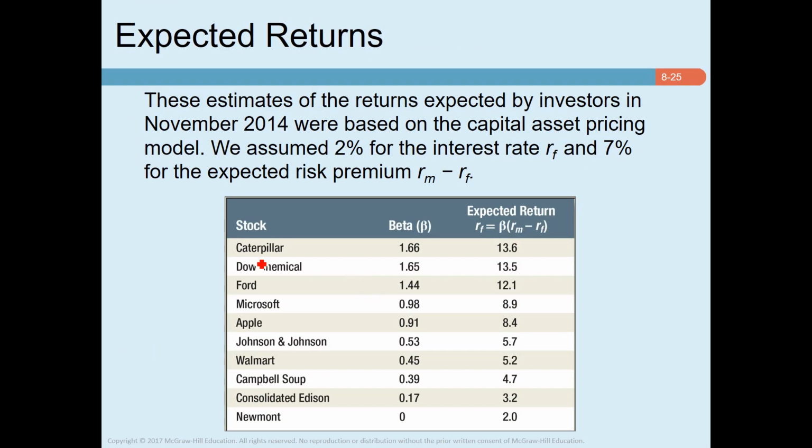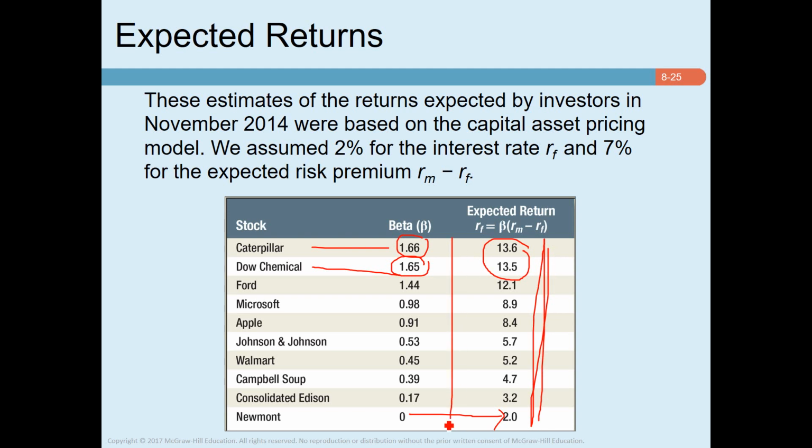And in reality, you can see different stocks with different betas and different expected rates of return. For example, if you look at Dow Chemical, it has a high beta, which is 1.65. I'm sorry, Caterpillar has the highest beta, which is 1.66. Dow has 1.65, and you can see their expected return is much higher compared to others. On the other hand, you see that Newmont has a beta close to zero and it has the lowest expected rate of return. So you can see that the expected rate of return is pretty much a linear function of the beta of the stocks.